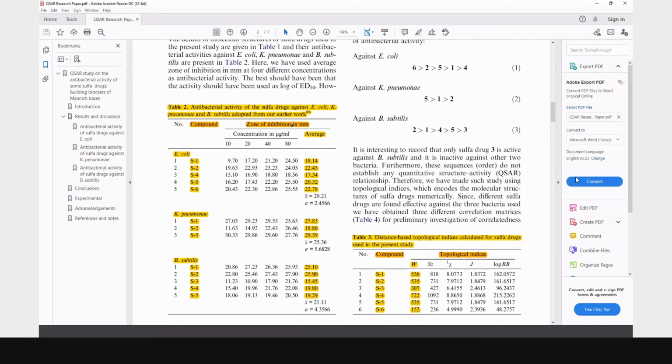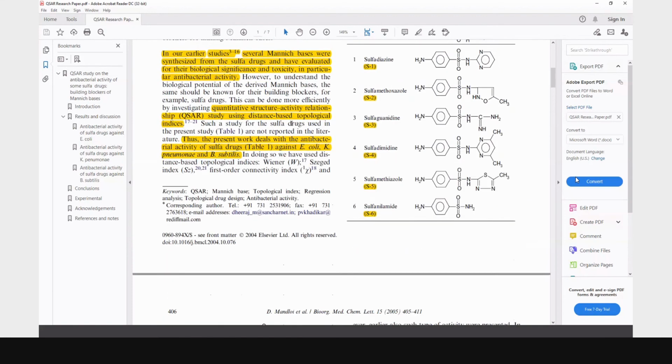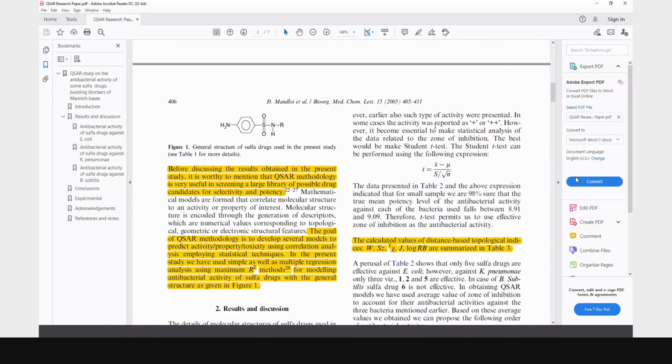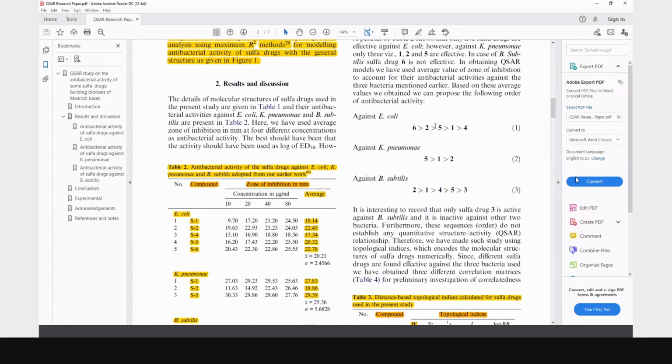Based on this paper, I want to give you assignment number 2 and assignment number 3. In assignment number 2, you should be able to represent these six compounds on the computer and figure out their molecular descriptors. In assignment number 3, I will ask you to develop the QSAR model using the values here, which I will explain in more detail later.